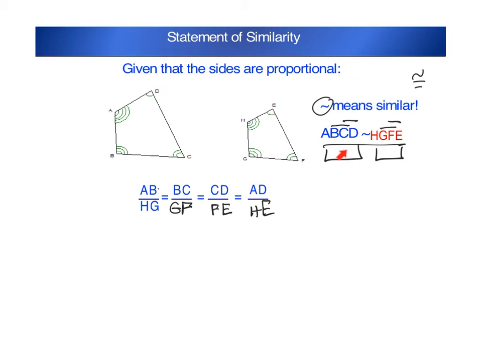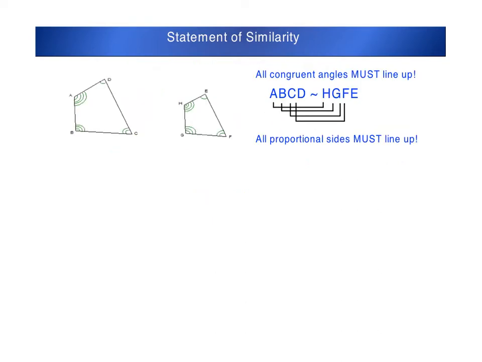This is what matters. However the picture looks, this is what tells me what really is congruent and which sides are in the same ratio. The order matters. All congruent angles must line up. All proportional sides must also line up.